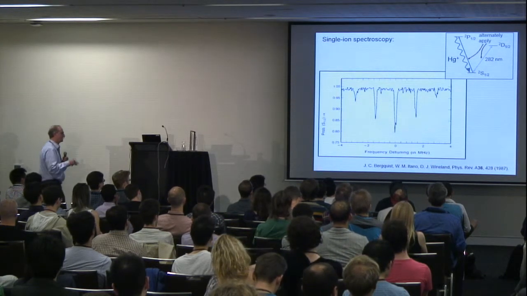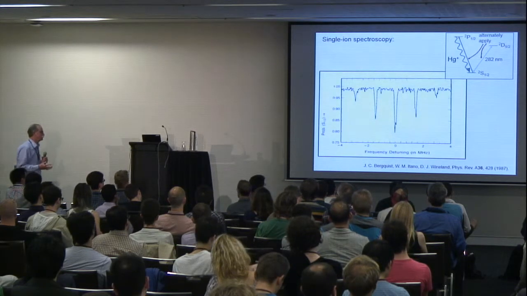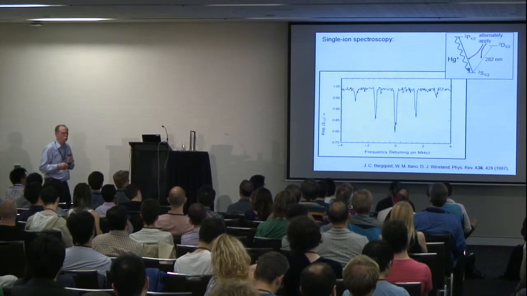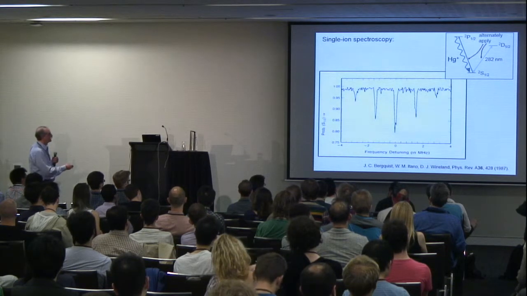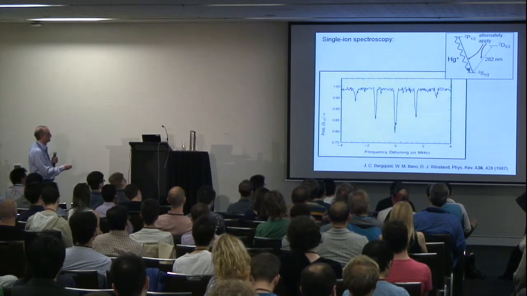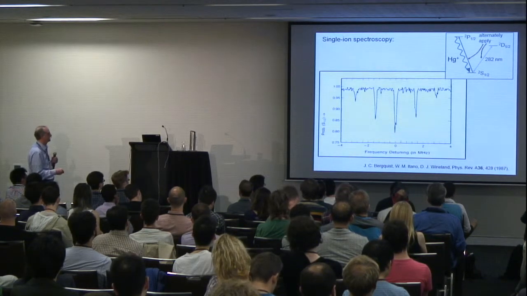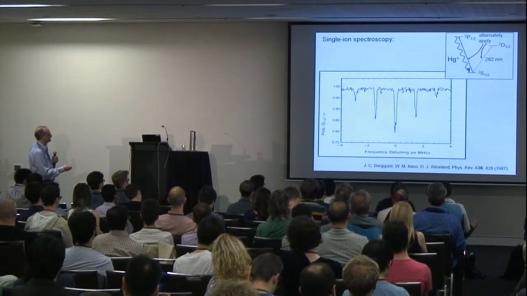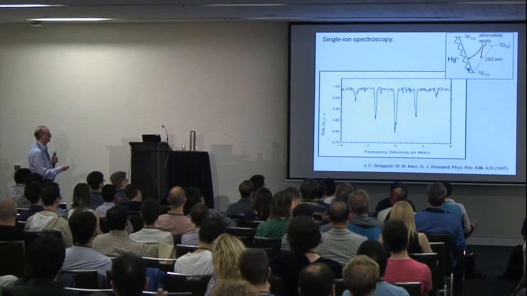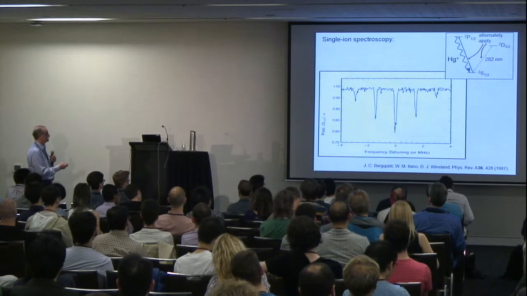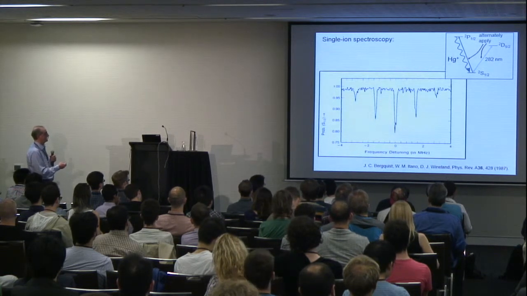Now, one of the details I'm leaving out here is we do what's called Doppler cooling, which cools the motion down to an equivalent temperature of about a millikelvin. And so what you see here, this overall profile, is the Doppler broadening due to this millikelvin temperature. And you see these several features here. The central one is the one we want. That's the frequency that defines the transition frequency of the clock.